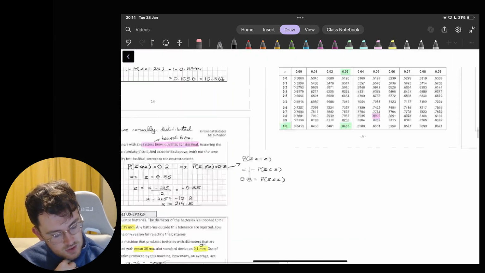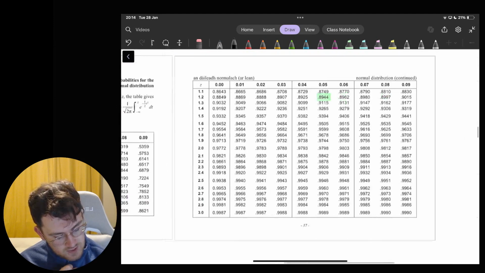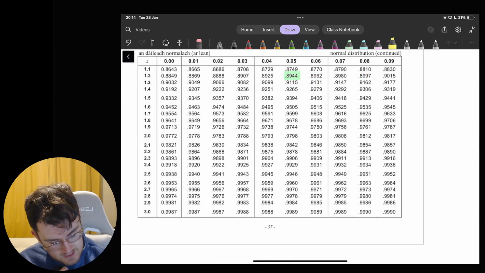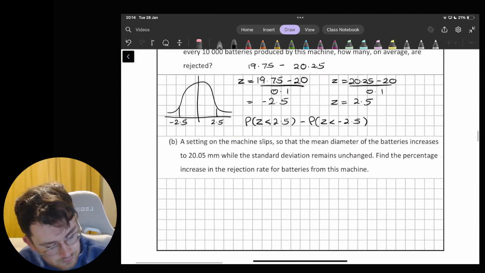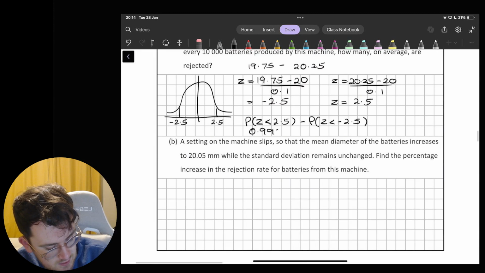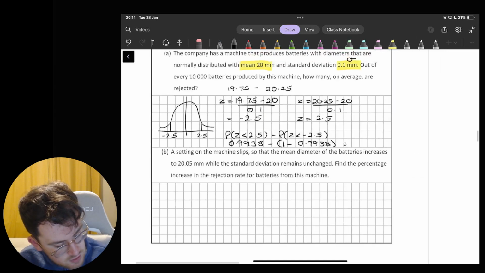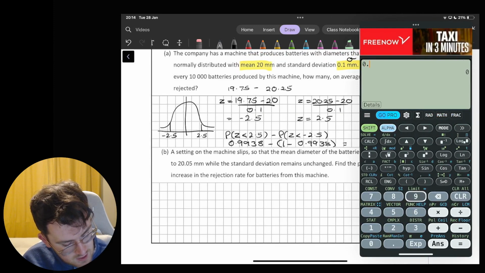Let's just go and double check for 2.5 what our z-score value is, and it's 0.9938. So 0.9938 minus (1 minus 0.9938), and let's just work out that expression there.